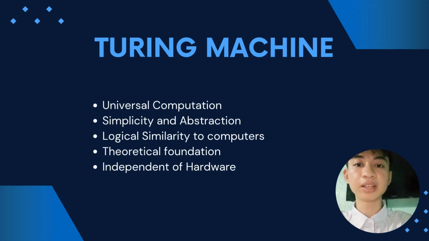Why is the Turing machine an ideal model for modern computers? First, it supports universal computations. A Turing machine can simulate any algorithm that a modern computer can run. Second, its simplicity and abstraction make it easy to understand. With just a tape, a head, and a set of rules, it can perform complex tasks.